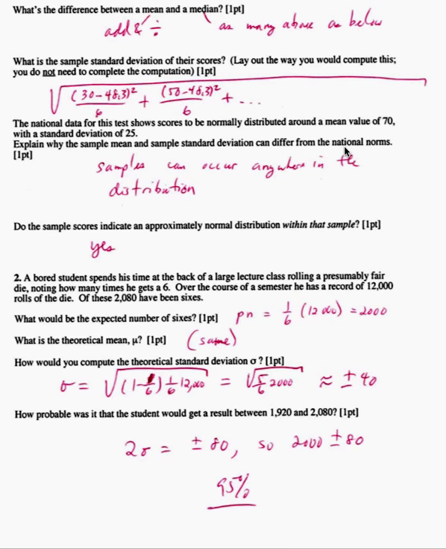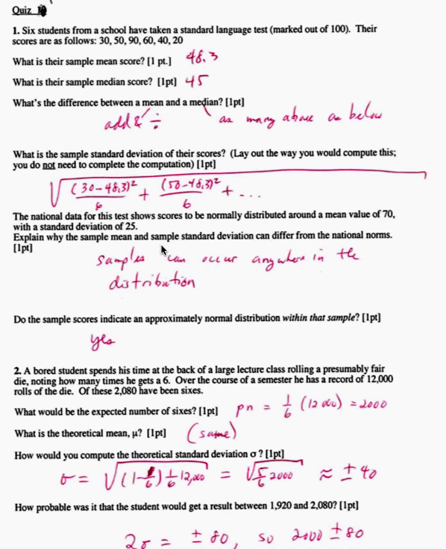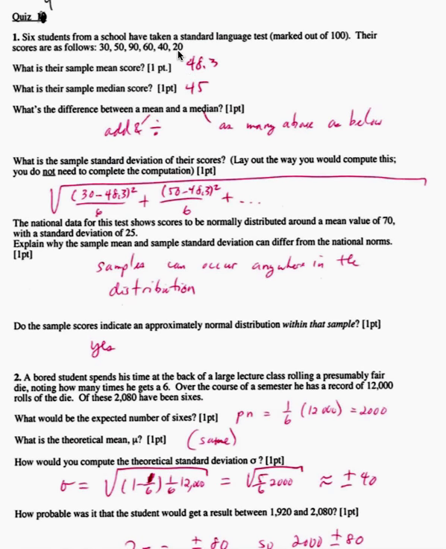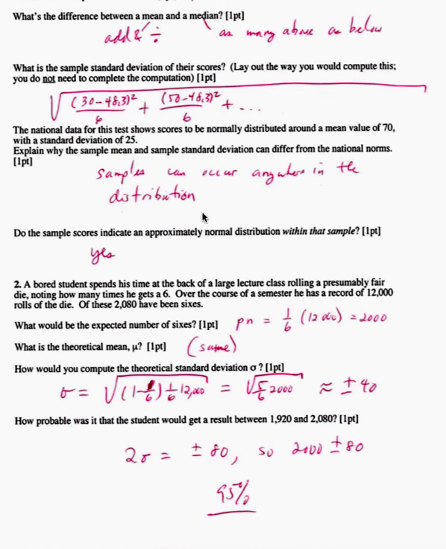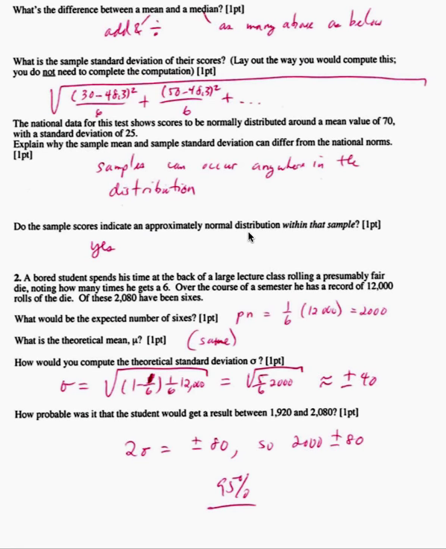Stand and Deliver. Anyway, do sample scores here indicate approximately a normal distribution within that sample? In this case, yes. Why? Because take a look. It's roughly distributed from low to high. It's not clustered on one side or the other. When you order it 20, 30, 40, 50, 60, 90, it's roughly bell-like, very roughly. So it's roughly normal. That's what normal means, roughly bell-like. That's what I'm doing with the cursor here, yeah, bell-like.